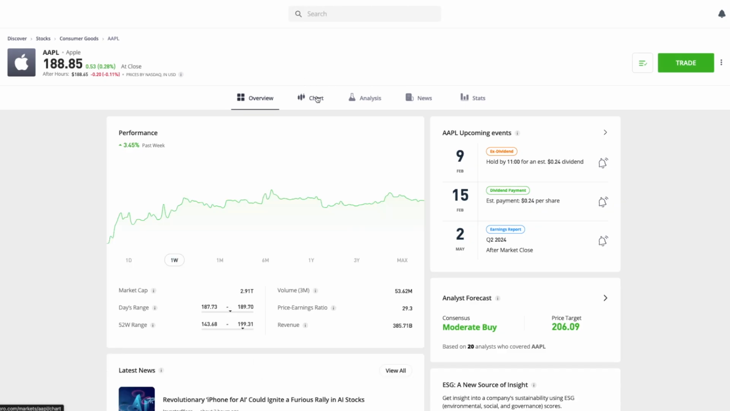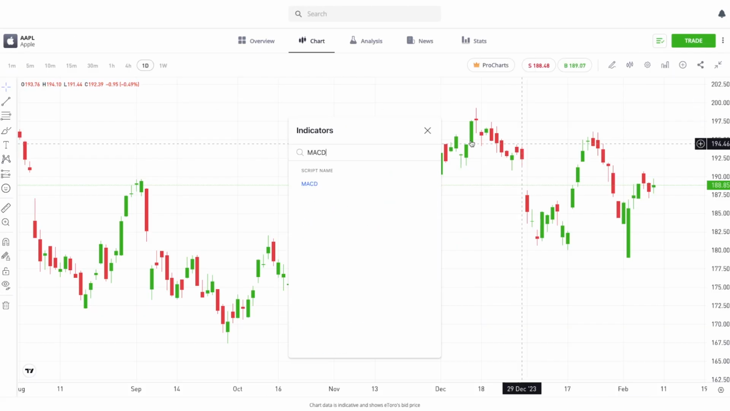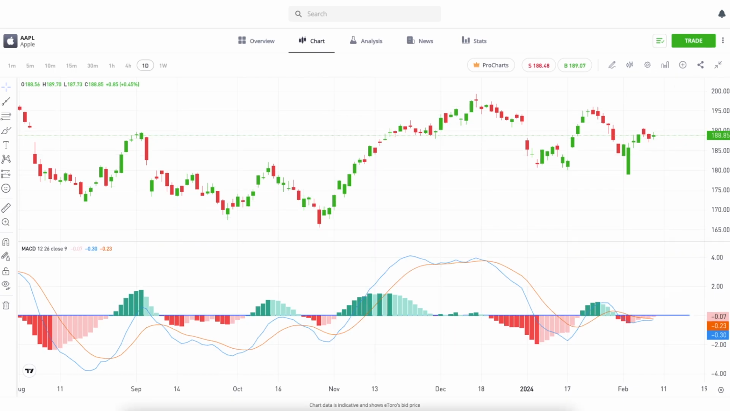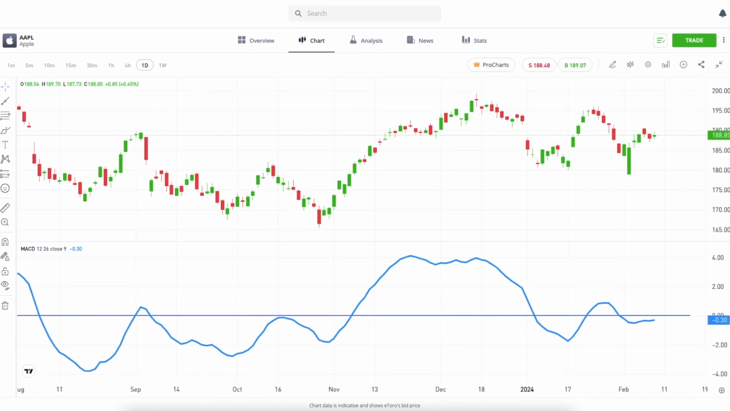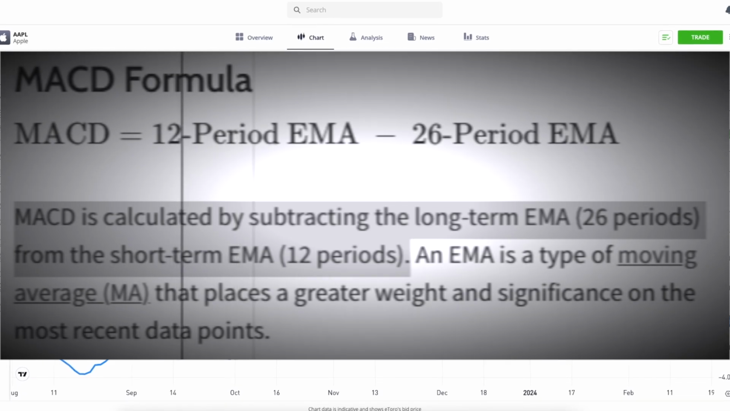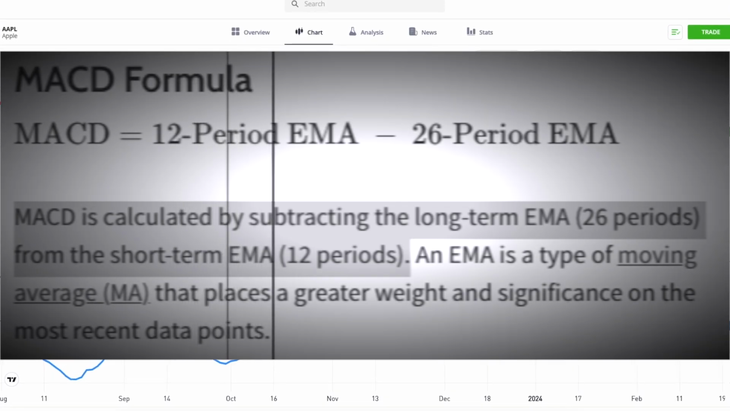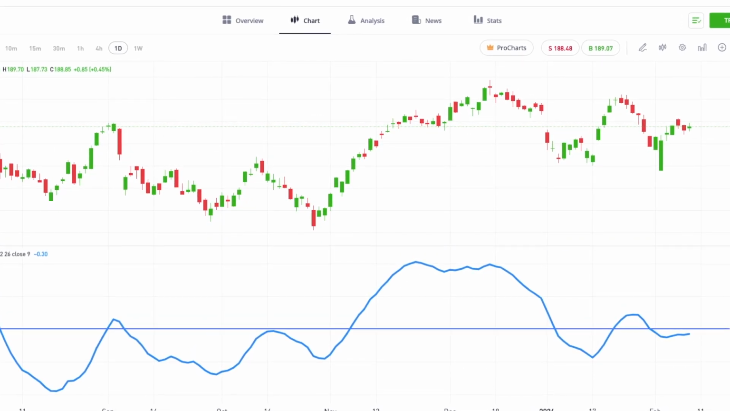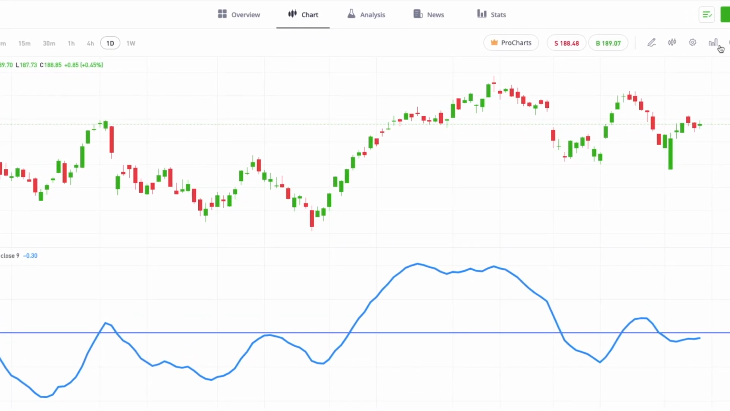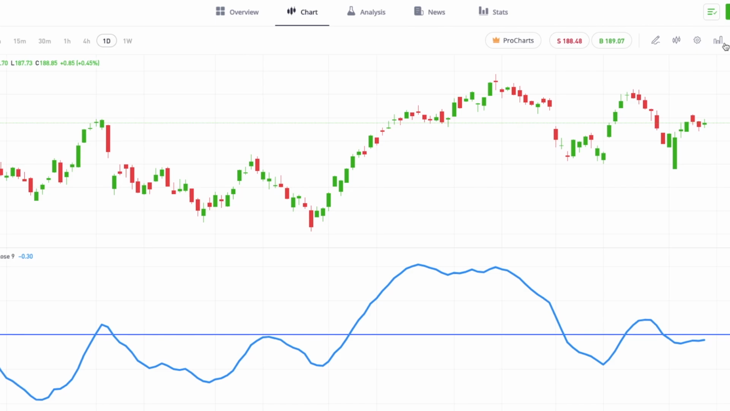Let's search and add the MACD indicator to our chart. Remember our 4 key components: the MACD line, the signal line, the histogram, and the zero line. Let's begin with the MACD line. If you remember, the MACD line is calculated by subtracting the 26-period exponential moving average from the 12-period exponential moving average. To explain this, I will add the 12-period and 26-period moving averages to my price chart.